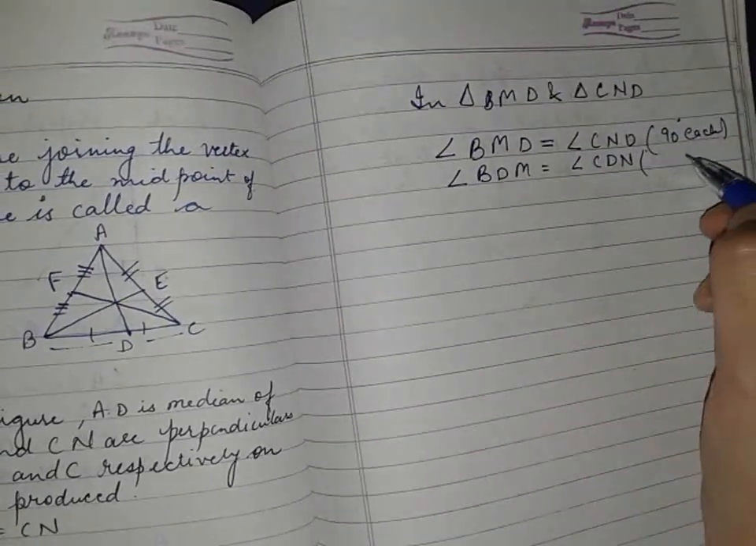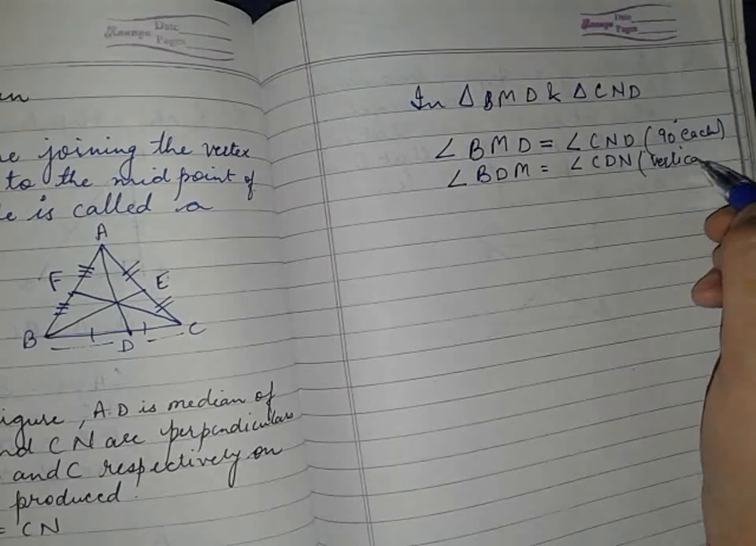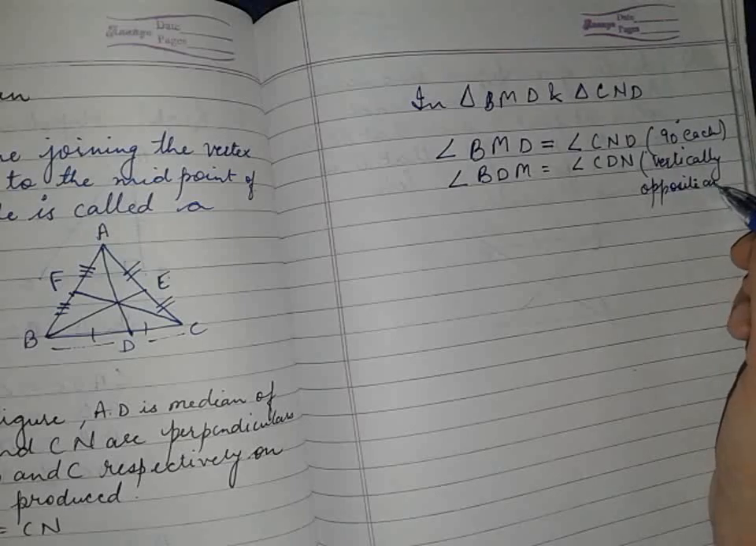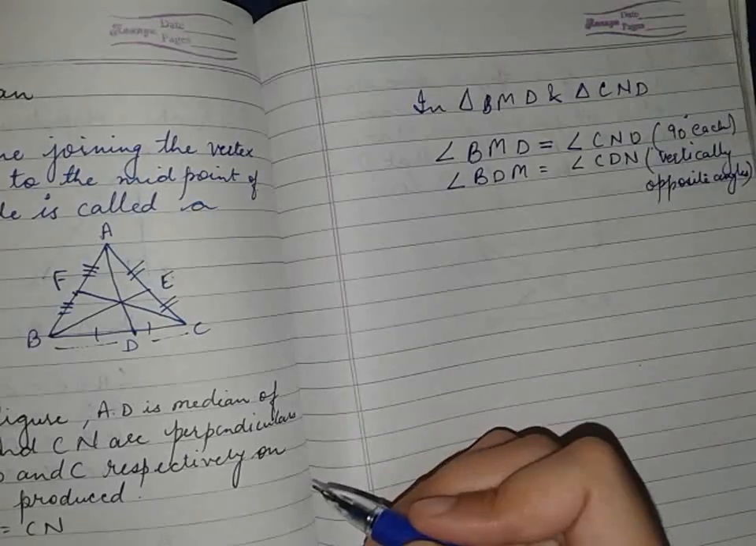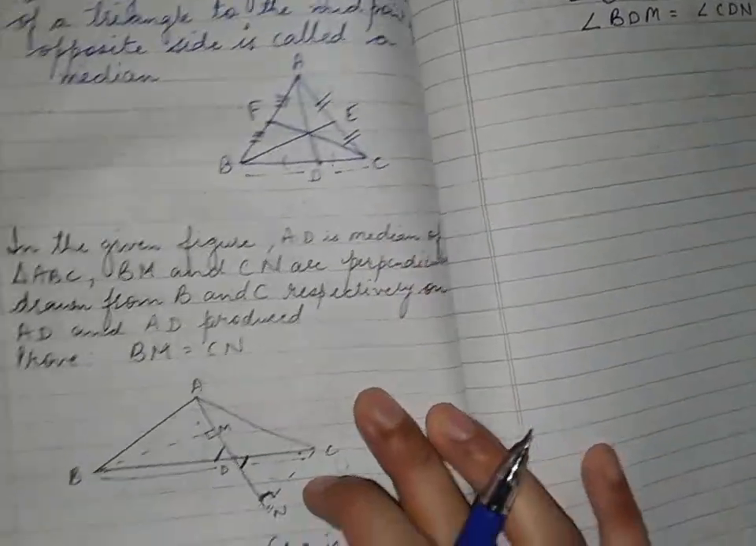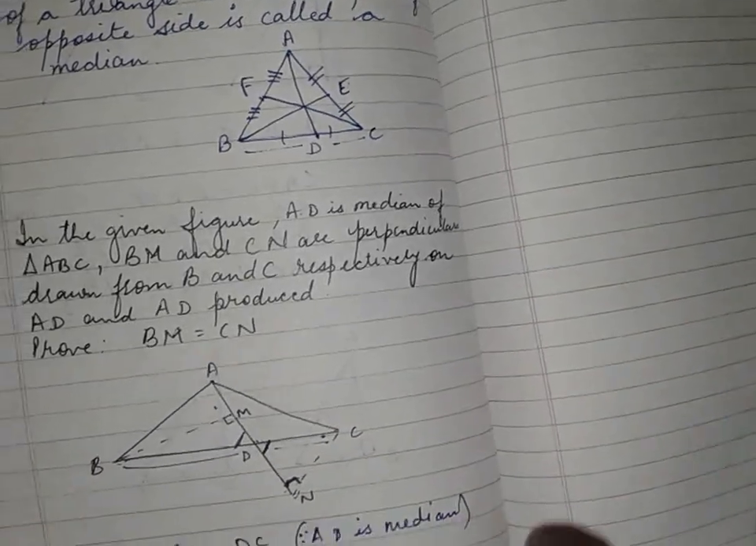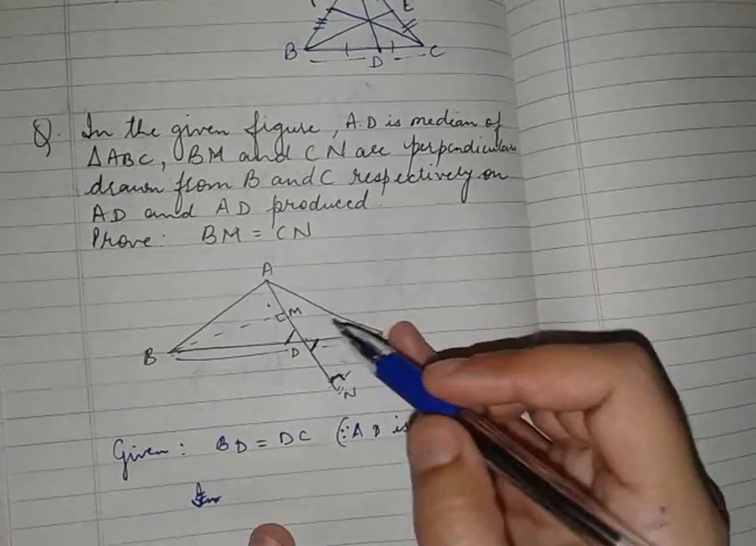Reason: vertically opposite angles. Then two angles we have got. We need a side now. No criteria involves AAA. Either it is SSS or includes two angles and a side.